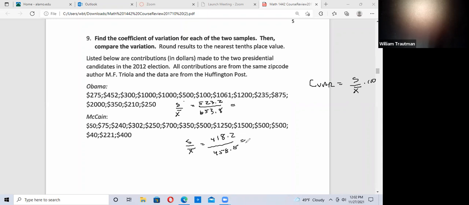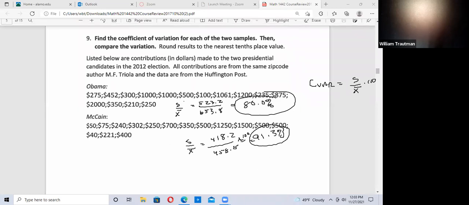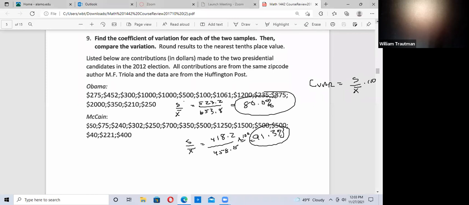All right, so when I put both of these into my calculator, here I get 91.3%. Don't forget about multiplying it by 100 to get the percentage. And for Obama, I get exactly 80%. All right. So there's definitely a larger variation with McCain, if you look at this.